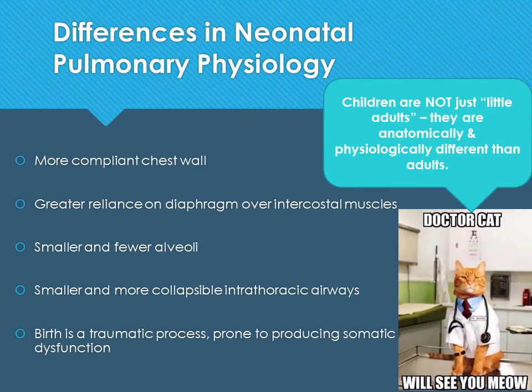I want to remind you that kids are not just little adults. They are anatomically and physiologically different than adults, just like Dr. Katz says there. They have a more compliant chest wall. They've got a greater reliance on their diaphragm over their intercostal muscles in comparison to adults. They have smaller and fewer alveoli and smaller and more collapsible intrathoracic airways. And then it's important to remember that birth is a traumatic process. It's prone to producing somatic dysfunction in both the mother as well as the newborn.